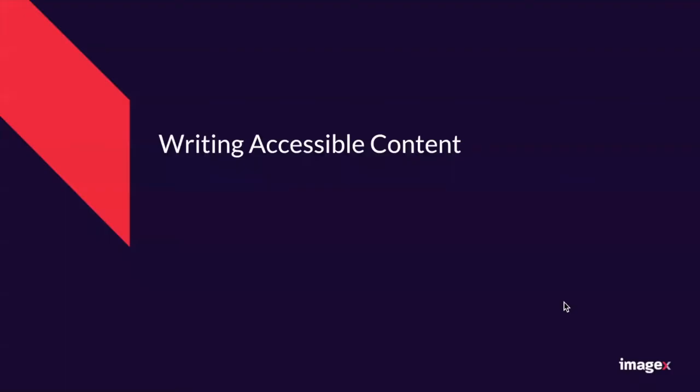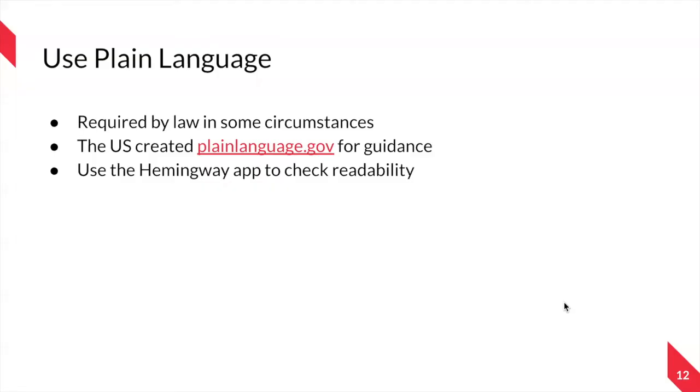In this video, we'd like to take a look at writing accessible content. First and foremost, we would recommend using plain language. This is required by law in some circumstances. For example, in the United States, there was legislation passed, and there's a guidance page to help understand what plain language is, especially when you're working with the government.